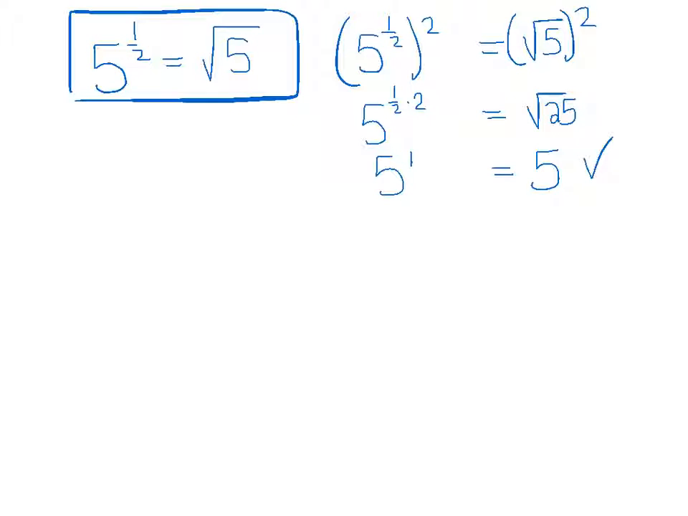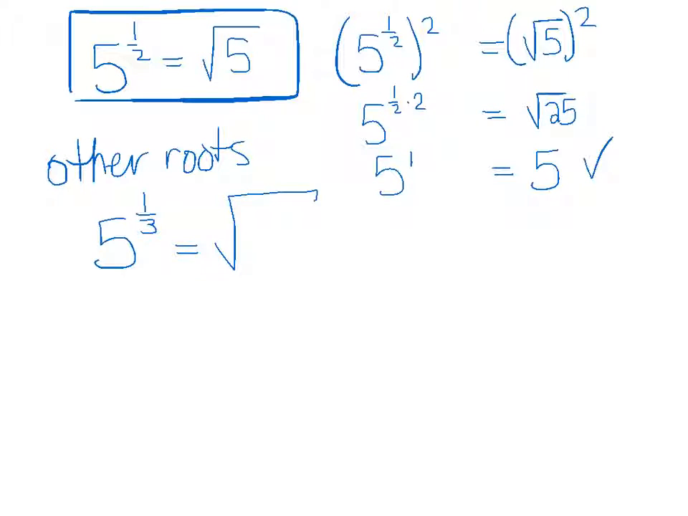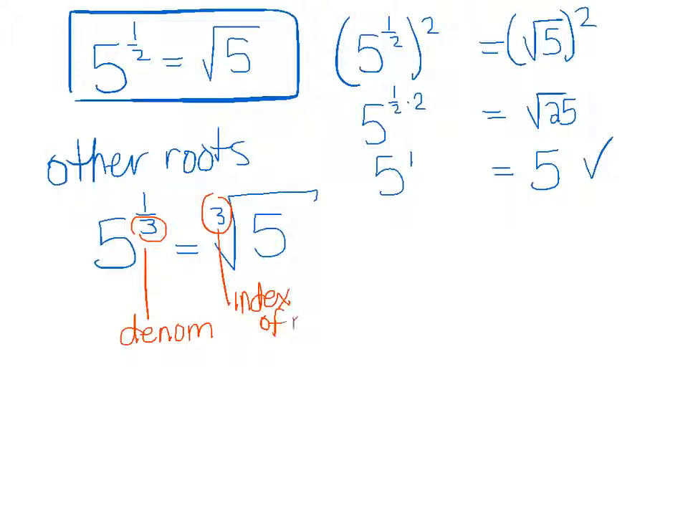And in fact, it goes further than that. I can do other roots. If I did 5 to the 1/3 power, that's not a square root, but a cube root. So what's happening is that the denominator becomes the index of a radical. Anytime you see a fractional exponent, you're going to change the denominator to the index of the radical. Okay? So let's try some examples.